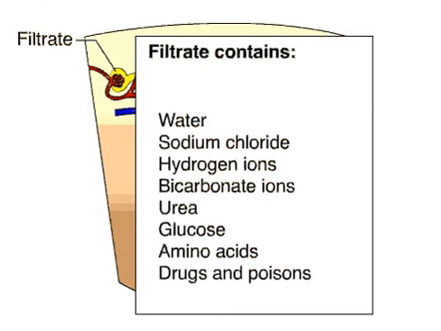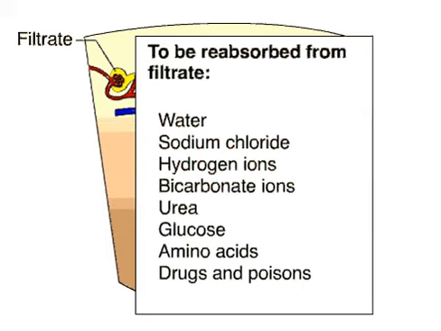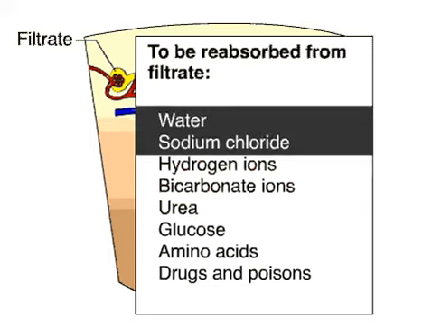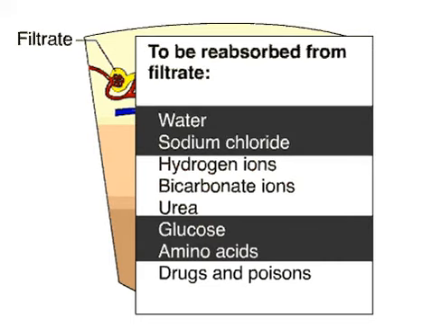This list summarizes substances contained in the filtrate. Filtration is not selective, so some of these substances are useful to the body, and it is important that they be returned to the blood. The kidneys generally need to recover water, sodium chloride, and nutrients such as glucose and amino acids. This reclamation of valuable solutes in water is called reabsorption.